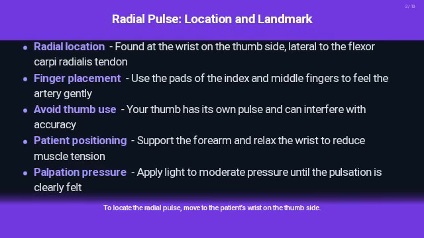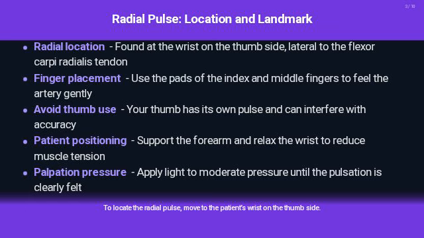To locate the radial pulse, move to the patient's wrist on the thumb side. Anatomically, the radial artery is found lateral to the flexor carpi radialis tendon. In simpler terms, you are feeling along the thumb side wrist where the artery runs close to the surface. Use the pads of your index and middle fingers, not your thumb. This is a classic rule because your thumb has its own pulse, and that can trick you into counting your own heartbeat instead of the patient's.